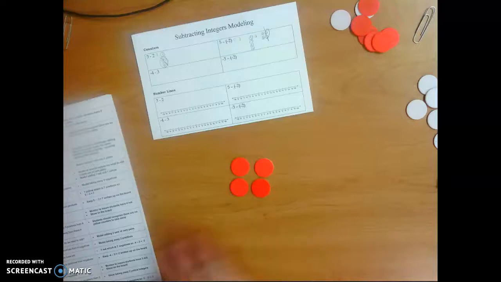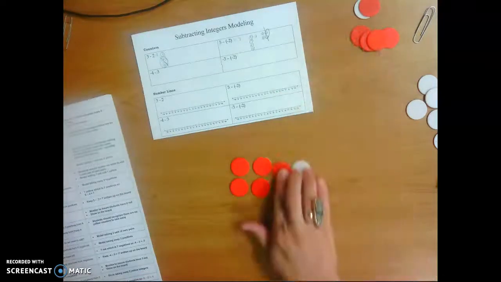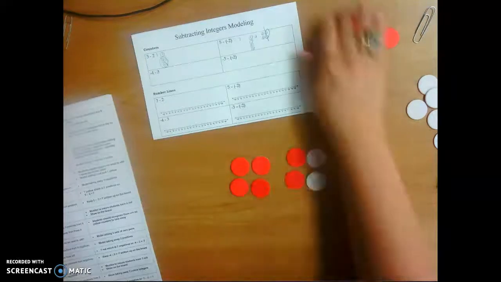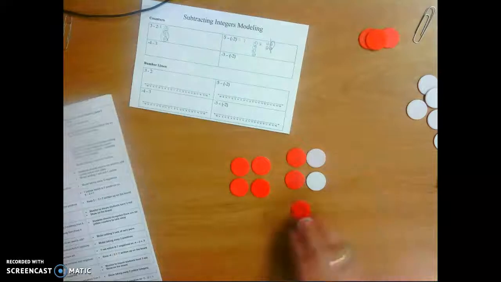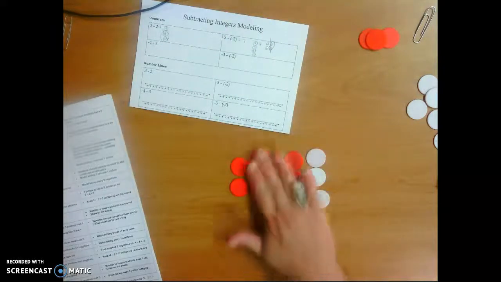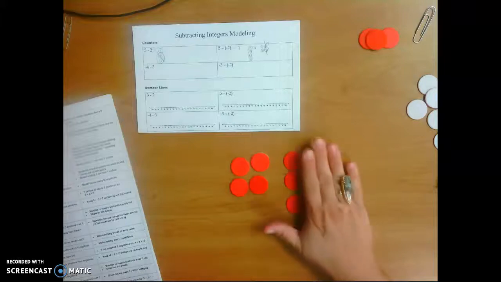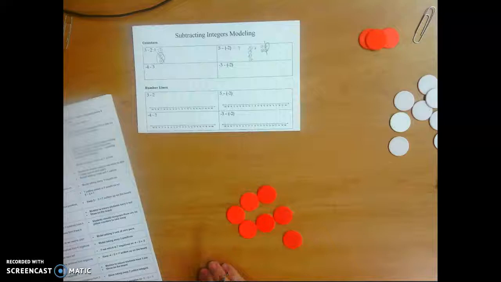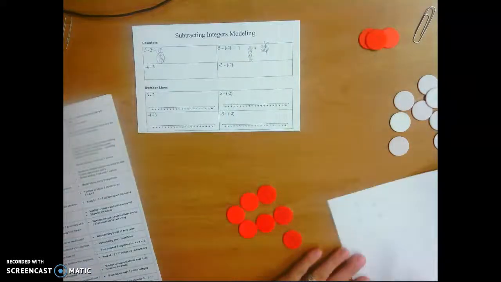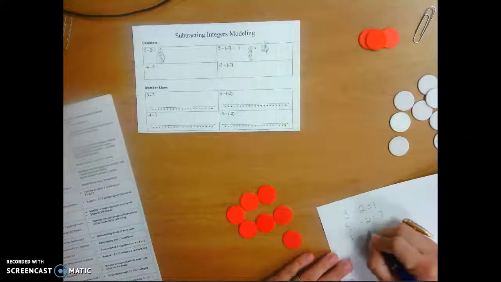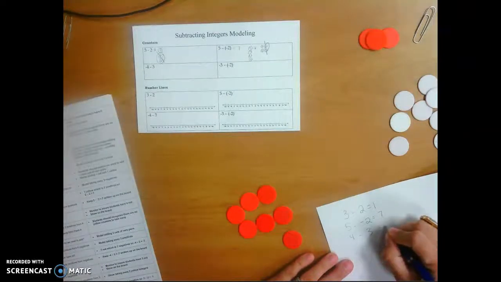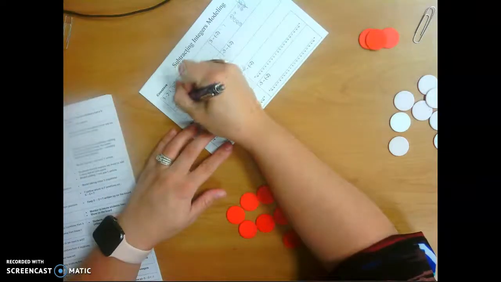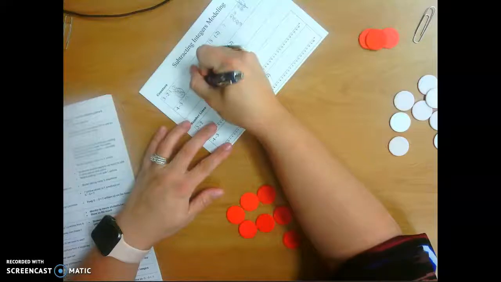No. So we are going to add 0 pairs to be able to take away 3 positives. So 3 sets of 0 pairs we're going to add here. So are we able to now take away 3 positives? Yes. So we are left with 7 red, which is 7 negative. So a negative 4 minus 3 equals a negative 7. So negative 4 minus 3 equals a negative 7. We start out with 4 negatives.